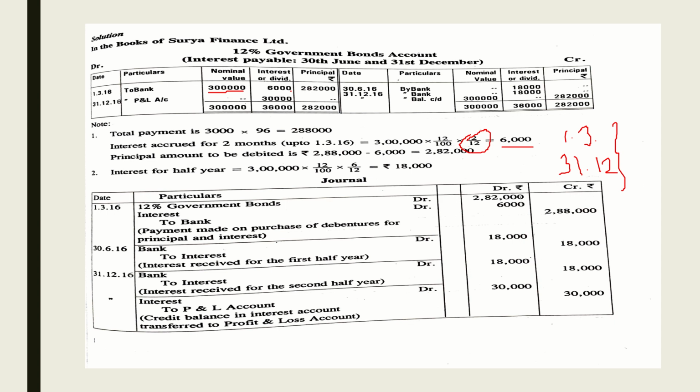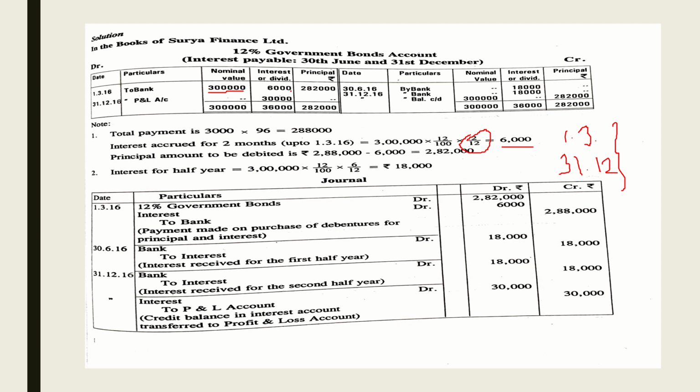So 3 lakh, that is nominal value, into percentage of interest, 12, into... So we have to calculate for how many months. Look for the last payment of interest. The recent payment of interest happened on 31st December 2015.